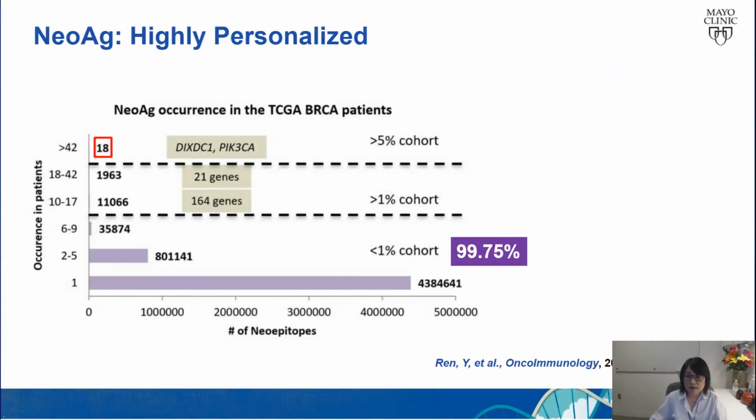For example, we studied about 850 breast cancer patients. 99.75% of the neoantigens were observed in either one or less than 1% of patients. And at the top, only 18 neoantigens were shared by more than 5% of patients. I can tell you that results are similar for other cancer types as well. Because of this, neoantigen-directed immunotherapy needs to be highly personalized as well.